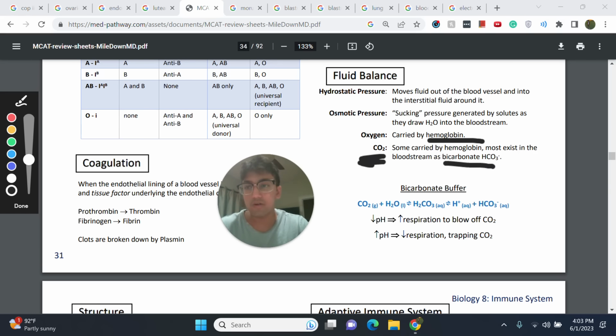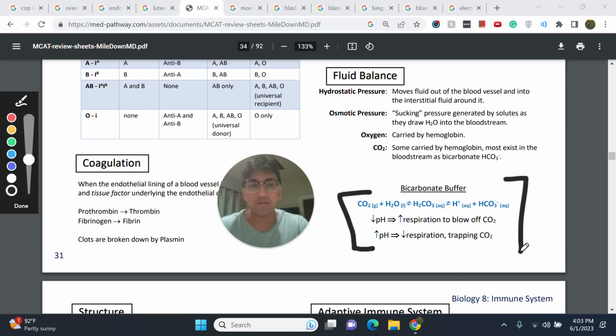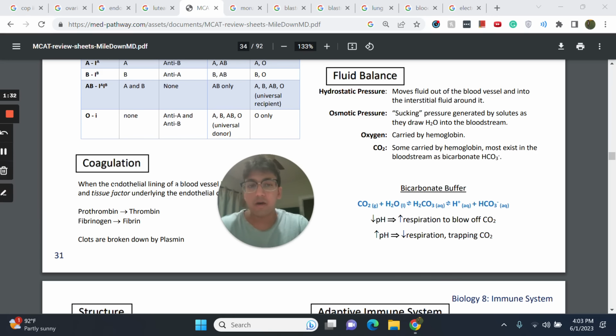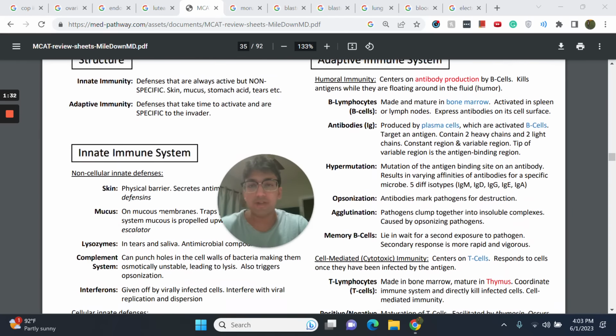Okay, oxygen is carried by hemoglobin, and carbon dioxide mostly exists in the bloodstream as bicarbonate, or HCO3. And we have this bicarbonate buffer, and that's something that I've already gone through, so just remember that.